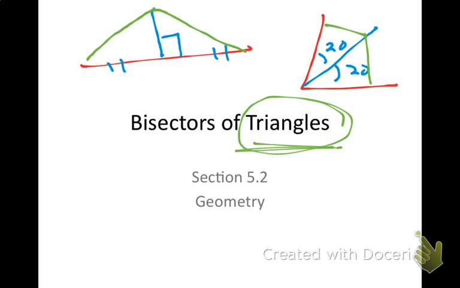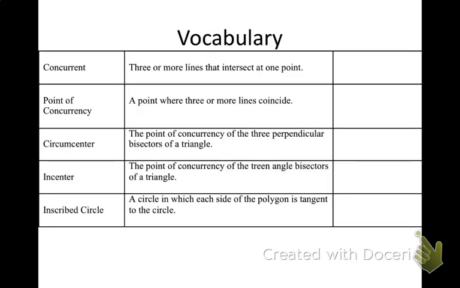Okay? Vocab here. We're going to have some important vocab terms that will come up again. The first one is, what is concurrent? Concurrent means three or more lines that intersect at one point. So I have a line, and I have another line. They are concurrent because they intersect at one point.